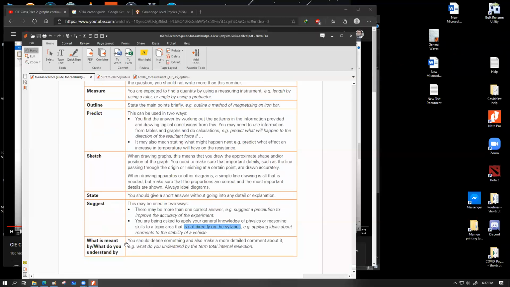Okay, let's go for the last point. What is meant by, or what do you understand by? You should define something and also make a detailed comment about it. Example, what do you understand by the term total internal reflection? This is the term, or this is a certain situation where you need to go in depth on what you understand by it.